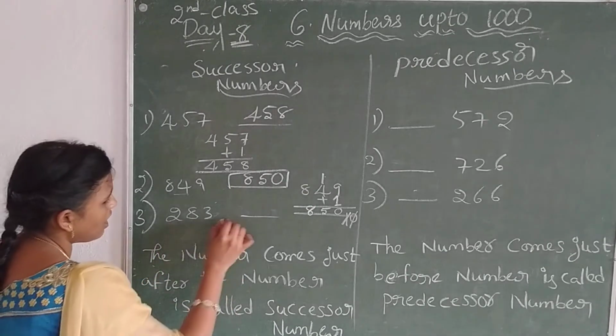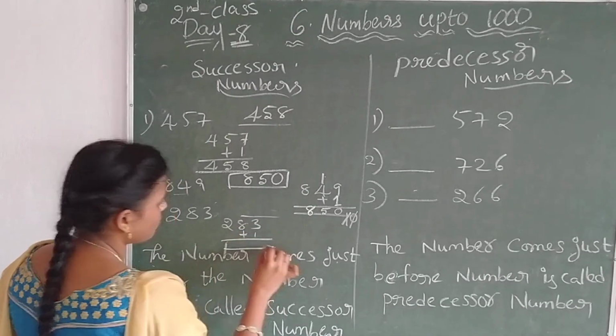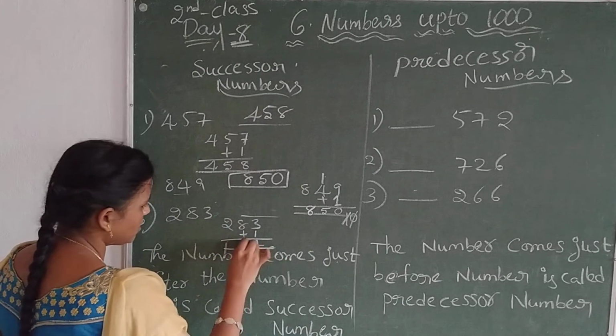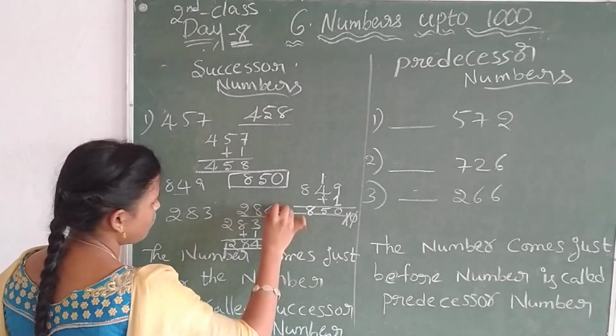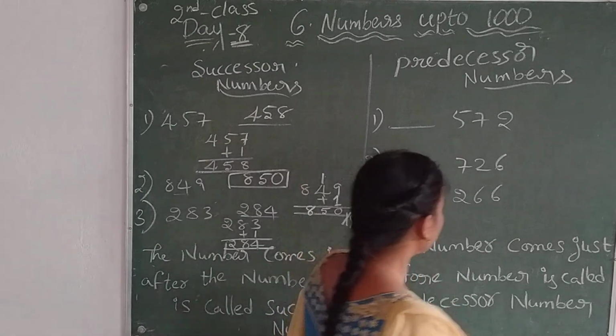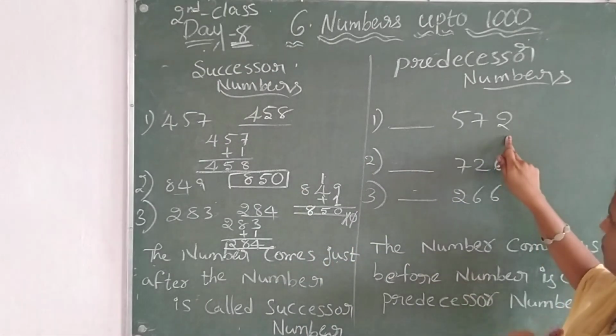283. Add in the 1's place. 3 plus 1 is 4. 8. 2. The answer is 284. I hope you understood this successor numbers, children. Okay. Let's come to this dash before number.